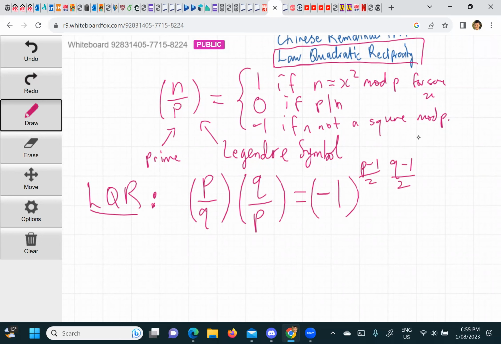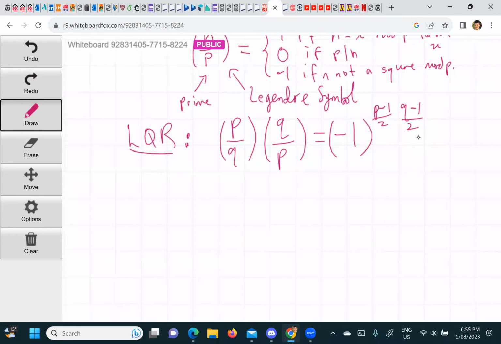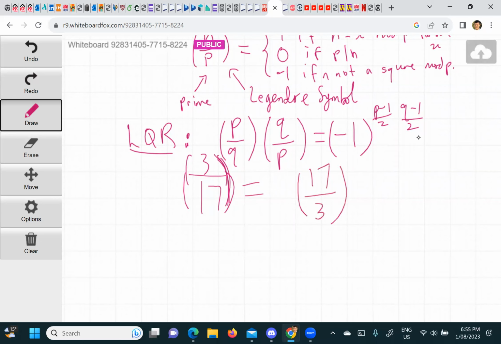And how does this help you evaluate the symbol? Well, it's actually very nice. For example, say you have 17 and you want to know if 3 is a square mod 17. If you guys are not listening, I'm just going to skip all this because I just want to teach people who care. So whether 3 is a square mod 17 or not, by this reciprocity, you can flip it. It equals whether 17 is a square mod 3 or not.